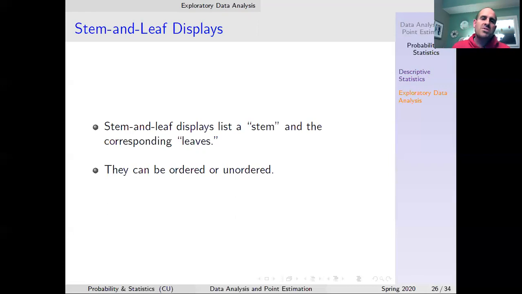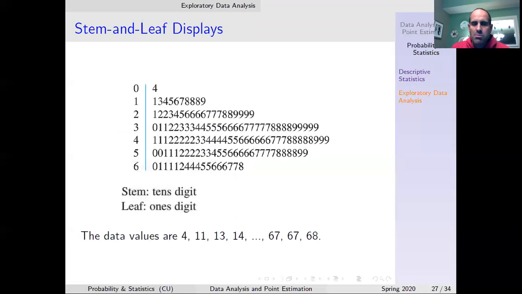But let's talk about some other ways to display data. Okay, one way is through a stem and leaf display or stem and leaf plot. The reason that you say stem and leaf is you have this root or a stem that you start with, and then you have these leaves of data that come off those, and you'll see what I mean here in just a minute. So this is an example.